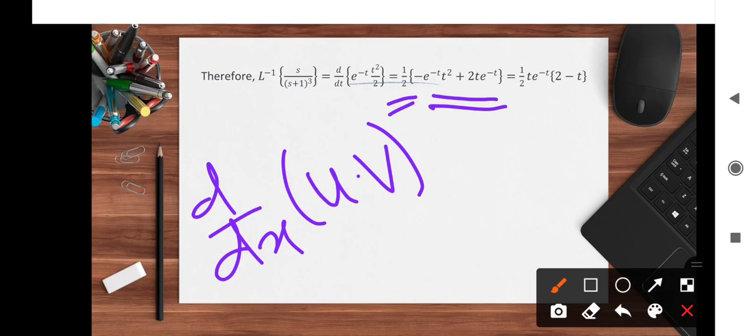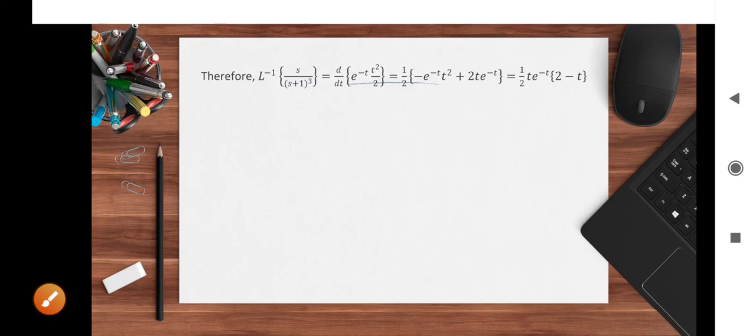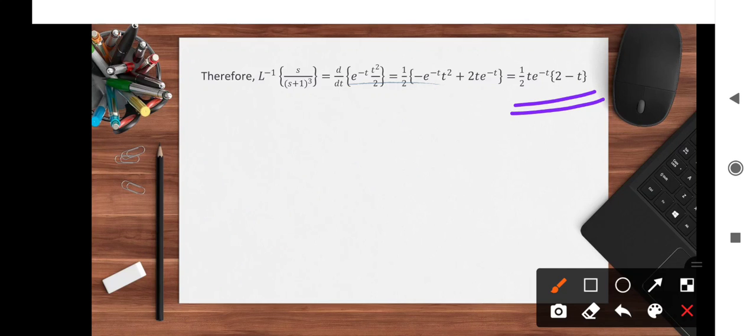So here the derivative of e raised to minus t is e raised to minus t upon minus 1. So it becomes minus e raised to minus t, v function t square as it is, plus derivative of v, that is derivative of t square, it is 2t, and u function as it is. On simplification and writing the positive term first, we get this answer 1 by 2. t e raised to minus t is a common factor in both the terms of this curly bracket. So 1 by 2 t e raised to minus t into bracket the uncommon terms 2 minus t.